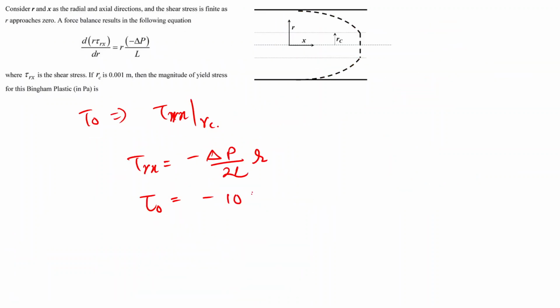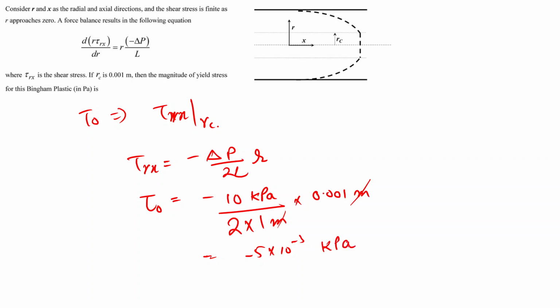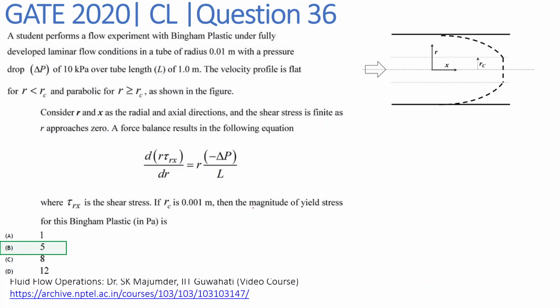So delta P was 10 kilopascal, the length is 1 meter, and the radius is 0.001 meter. This unit will get cancelled out, and we will have 5 into 10 raised to minus 3 kilopascal. That implies the yield stress, if we neglect the sign, will be 5 Pascal. So the final answer, that is the magnitude of yield stress for the Bingham plastic, is 5 Pascal.